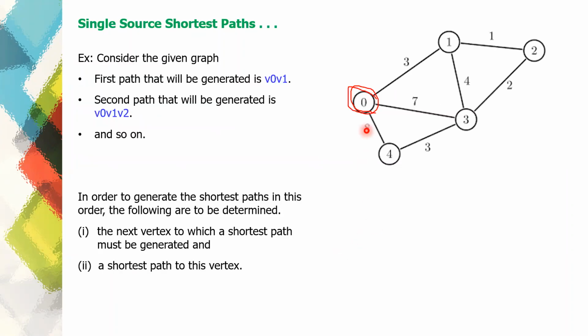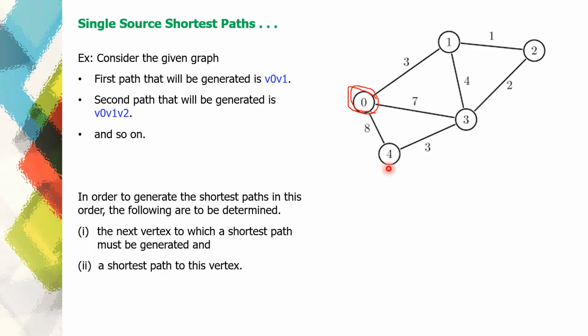So here, if I consider vertex 0 as the source vertex, then find out from vertex 0 which are all the remaining vertices that you can reach. You can observe here, vertex 0 is connected to vertex 1 directly. It is also connected to vertex 3. It is also directly connected to vertex 4.